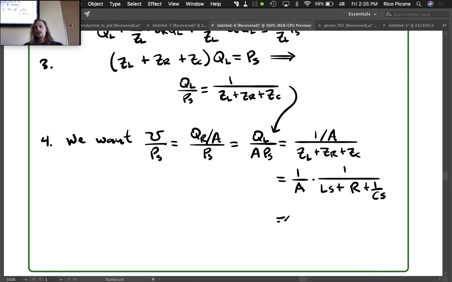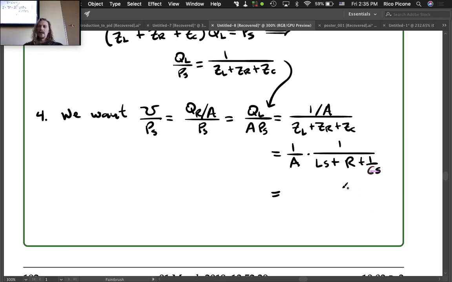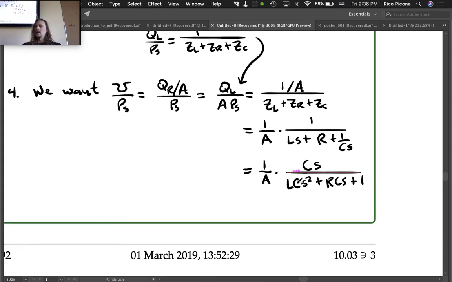An easy way to simplify this is to multiply numerator and denominator by CS, which leaves us with 1 over A times CS in the numerator, LCS squared plus RCS plus 1, which writes them in descending order of S polynomial, simplified fraction there. And that is our transfer function. That's our answer.